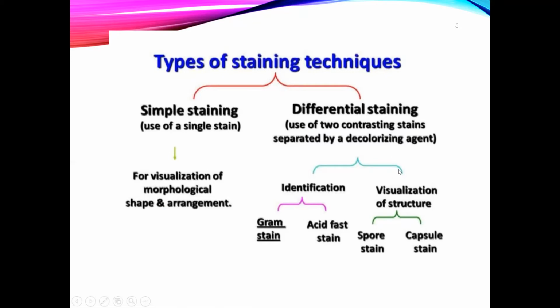So differential staining is again divided into two parts. For identification, that is Gram staining and acid fast staining, while for the visualization of structures, spore staining and capsule staining are used. So today we are going to see the simple staining technique.